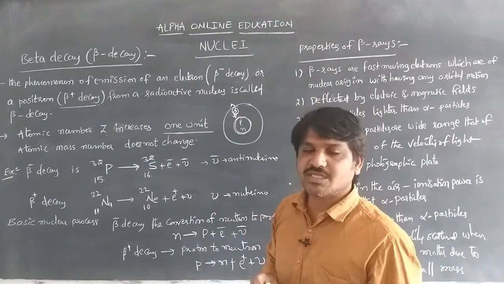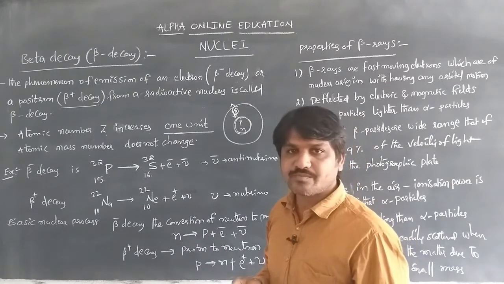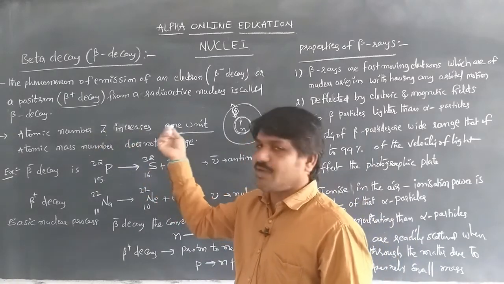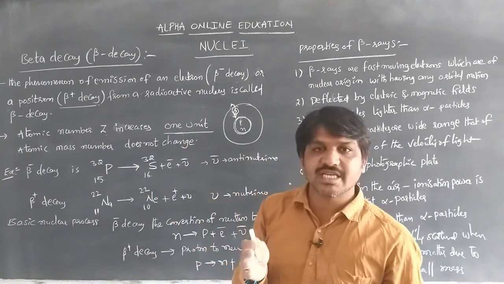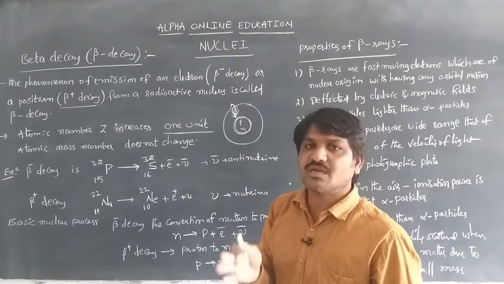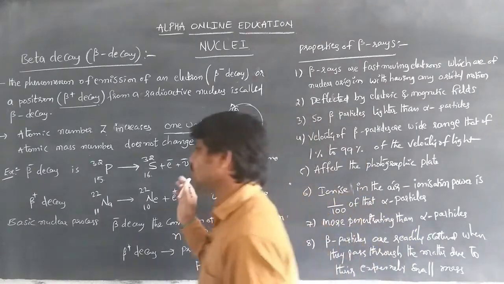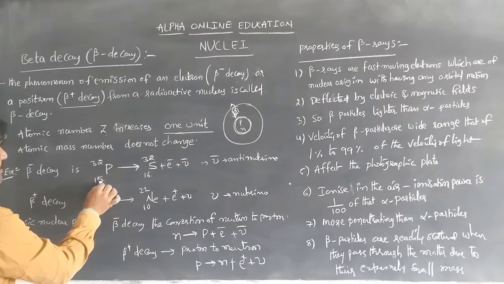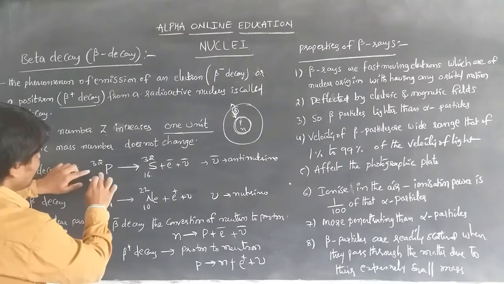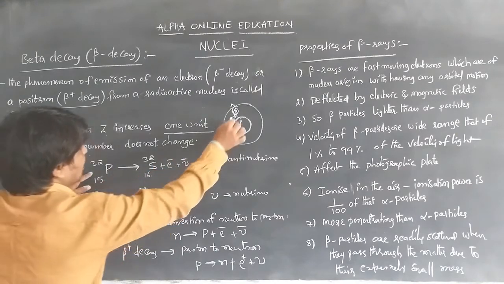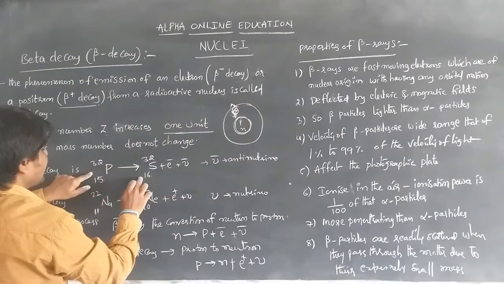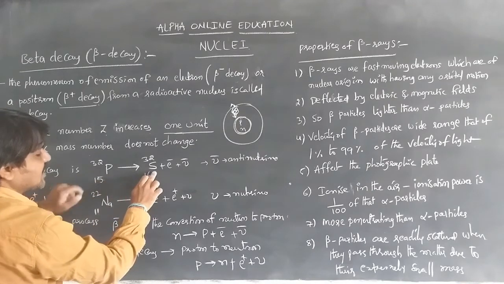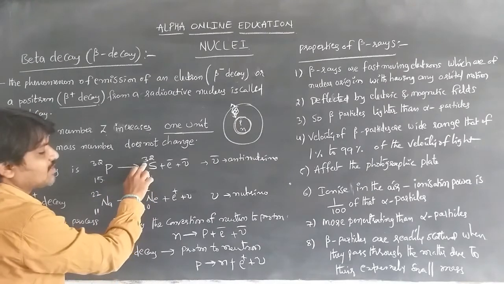In the beta decay process, mostly a fast moving electron is emitted, so the atomic number increases by 1 unit without changing the atomic mass number. The atomic mass number does not change. For example, phosphorus, which I have taken, has atomic number 15 and atomic mass number 32. Whenever it disintegrates and an electron is emitted, the atomic number increases by 1 unit, from 15 to 16, and it becomes sulfur, with atomic mass number 32.